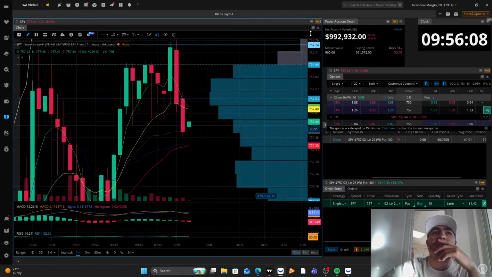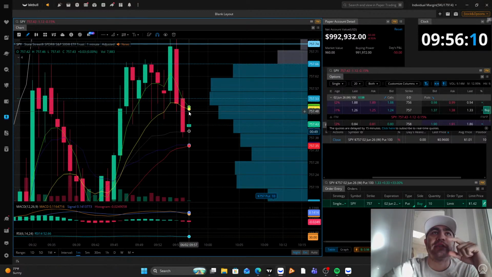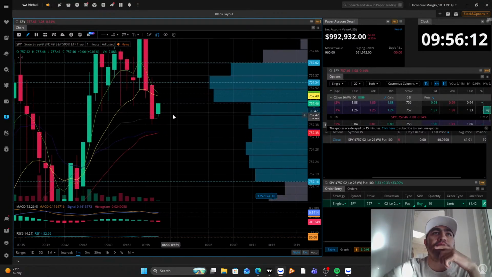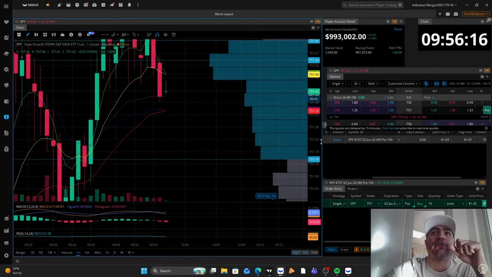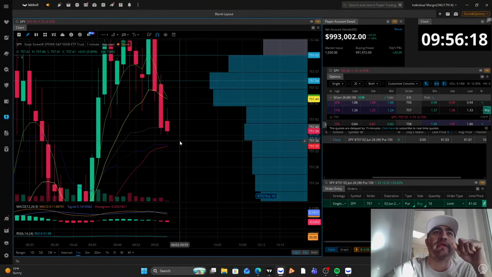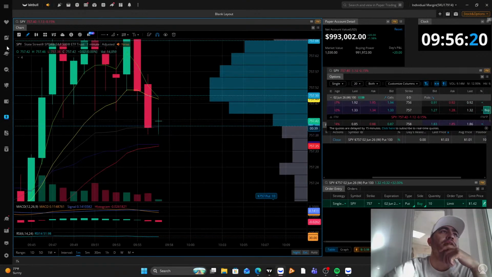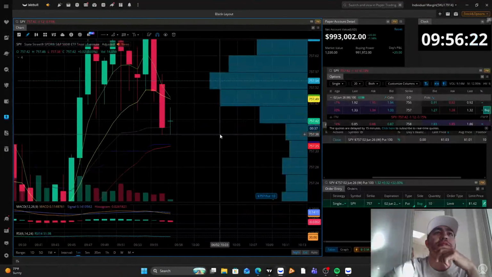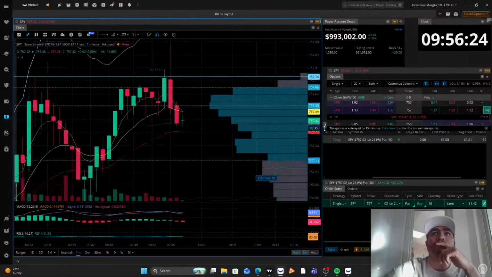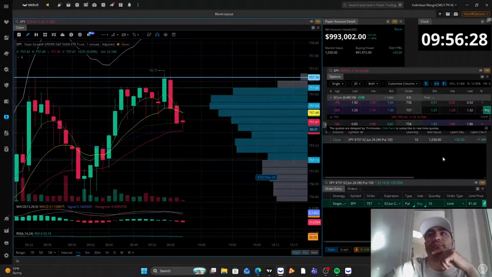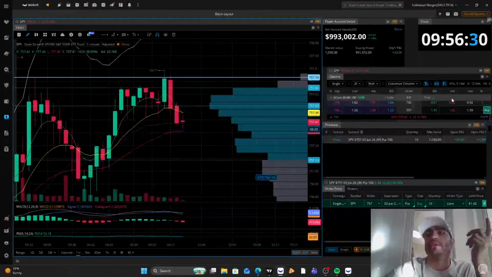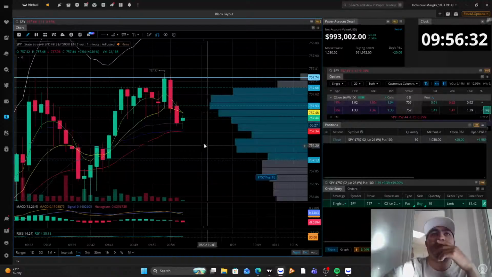All right, here's the moment of truth. We need this 5 to cross the 13. Looks like the VWAP and the 50 are right here, so we definitely have to be careful. We should be in profit right now. It looks like we're only up 20 bucks. I feel like we're up a lot more.